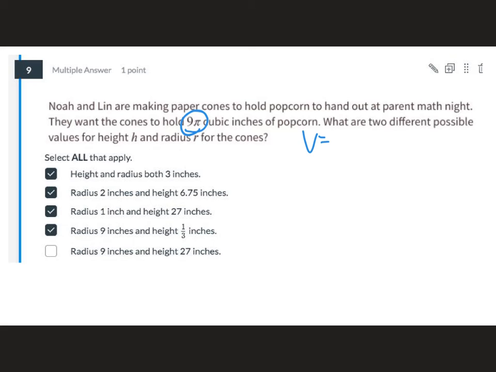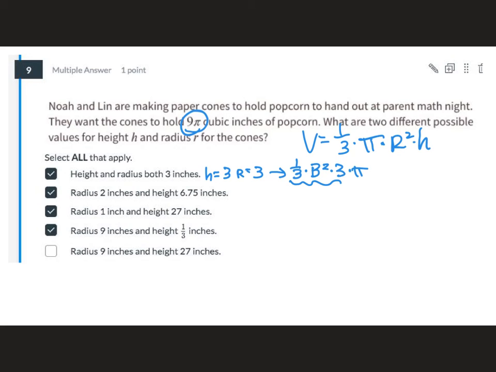Okay, so remember the volume for a cone is 1/3 times 3.14. Actually, we're going to leave it as the pi symbol because we have 9 pi. So we'll leave it with the pi symbol times radius squared times height. So the first one, if we look at it, it says our height is 3, radius is 3. Let's try that. So we're going to say 1/3 times 3 squared times 3, and then we leave that pi at the end.